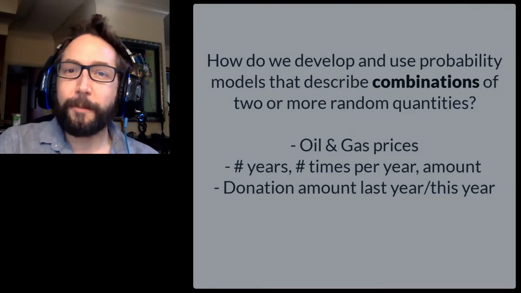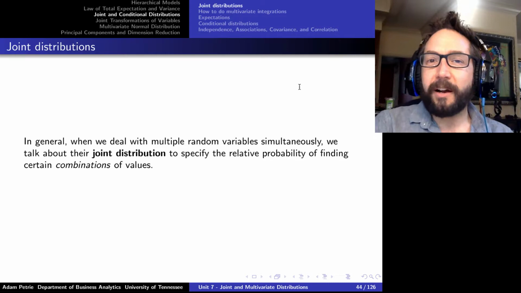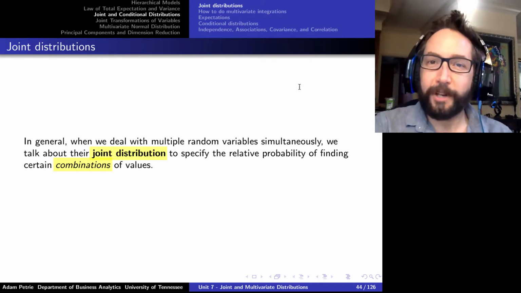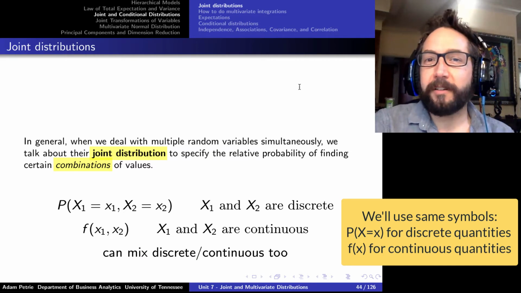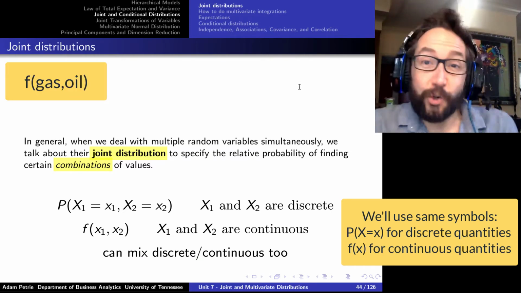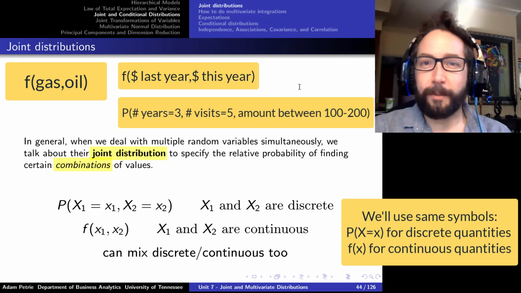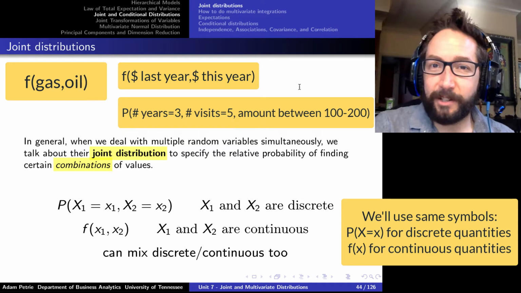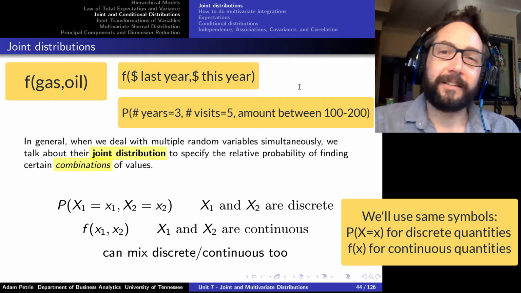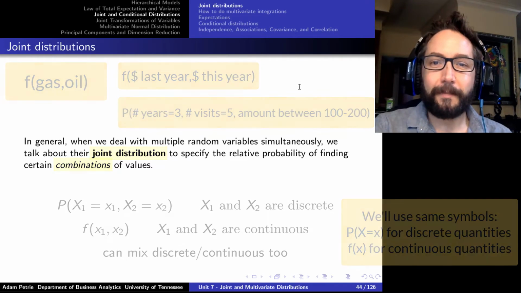So a bit of terminology. When we do talk about the probability of combinations of random quantities, we're going to be talking about the joint distribution of those two random variables. So the joint distribution of gas and oil prices, the joint distribution of last year's donation amounts and this year's donation amounts, the joint distribution of the number of years the customer continues shopping with the number of times per year and the amount spent per visit.